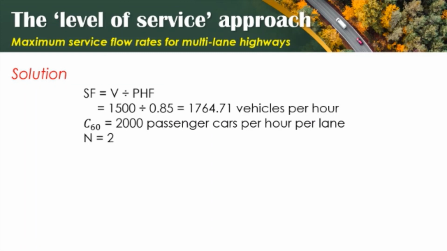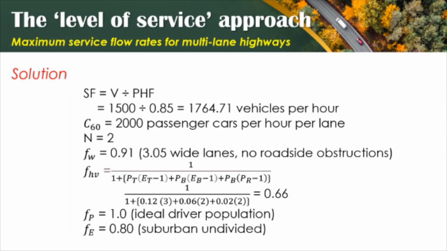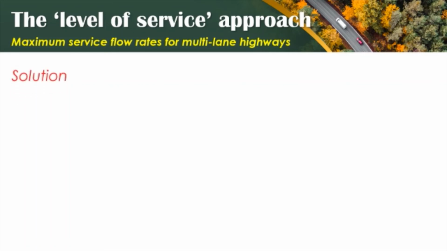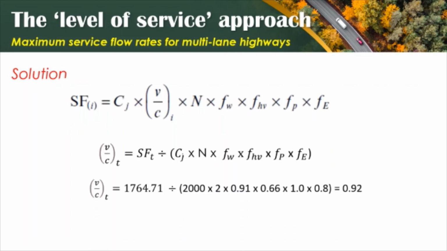The service flow is calculated knowing the hourly volume during the peak hour and the peak hour factor. So SF is equal to 1,764.71 vehicles per hour. So these are the given values for F sub W, F sub HV, F sub P, and F sub E. So service flow is equal to 0.92. So this is the formula for the service flow in non-ideal conditions. So using the data from the table of ratios of flow to capacity for different levels of service and design speed, the highway operates at level of service E. So you may refer to the table in the previous slides.